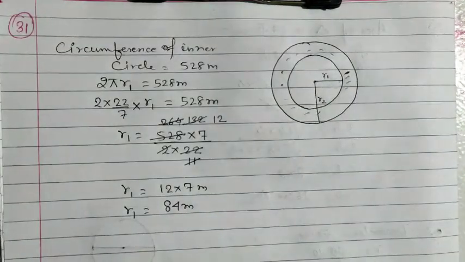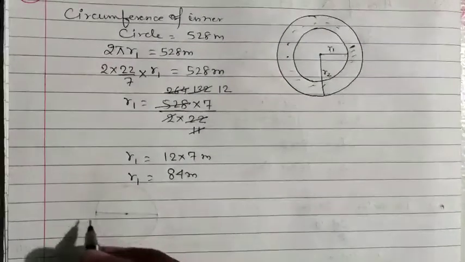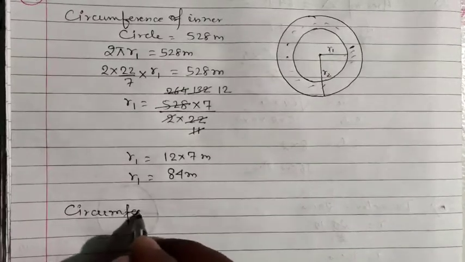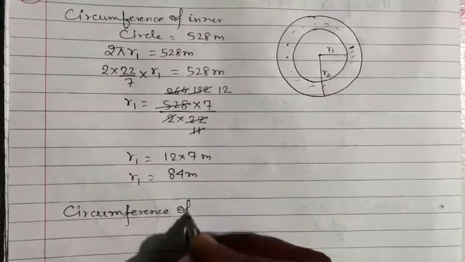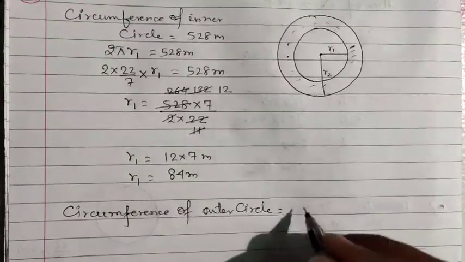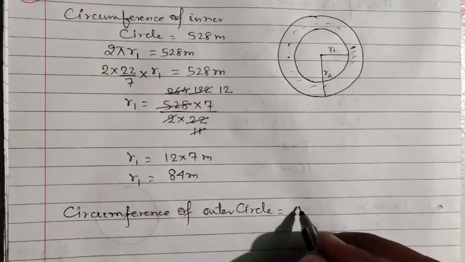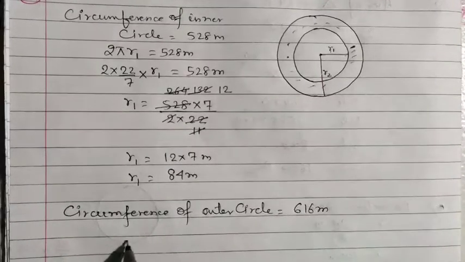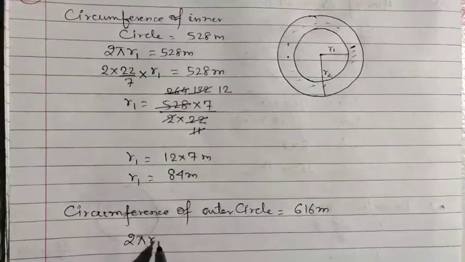Similarly, the circumference of outer circle is given 616. We will write circumference of outer circle is equal to, it's given what the value is, 616 meter. And again we will use the same formula, 2 pi r2.